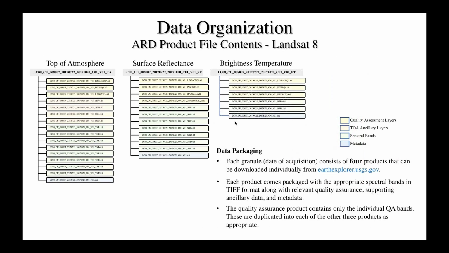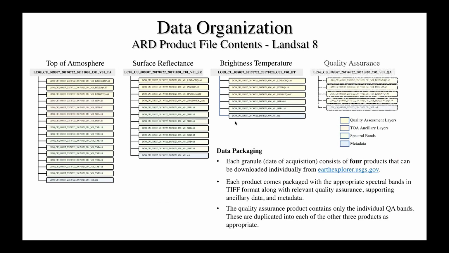There are 4 products with this. Actually, there are 3 products, with the quality assurance product as the 4th product that's available to download. They have the top of atmosphere, in which the images have been normalized to top of atmosphere reflectance. They have the surface reflectance product, which is exactly the same, except it's been adjusted for surface reflectance, so atmospherically corrected. So that represents the best interpretation of what reflectance would be at the surface, whereas top of atmosphere would be the best approximation of reflectance, assuming that atmosphere was not there.